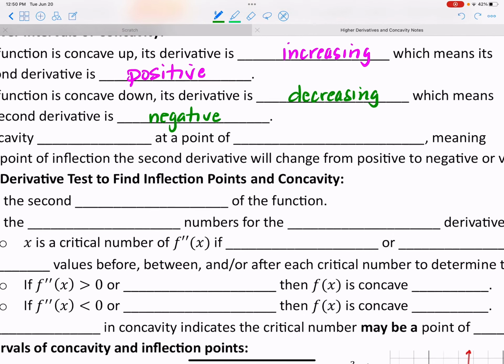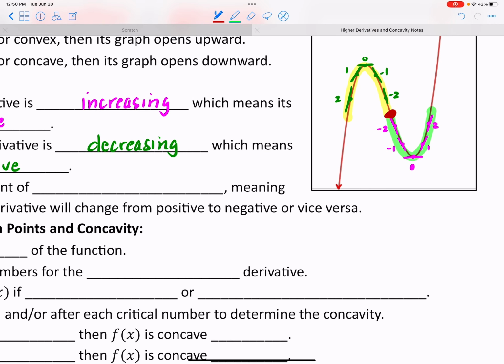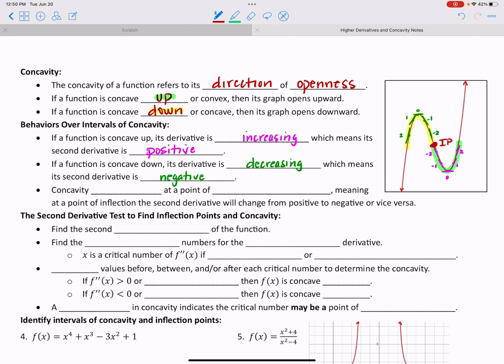Okay. And then there is a point in this graph, obviously, where our concavity changes. That point where we went from concave down to concave up is called a point of inflection, or an inflection point. Okay, so concavity changes at a point of inflection. And that means at that point of inflection, your second derivative is going to change from positive to negative, or vice versa, right?